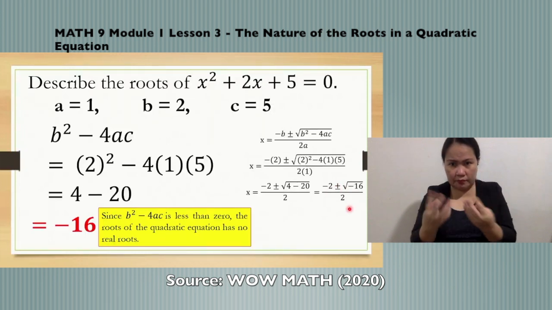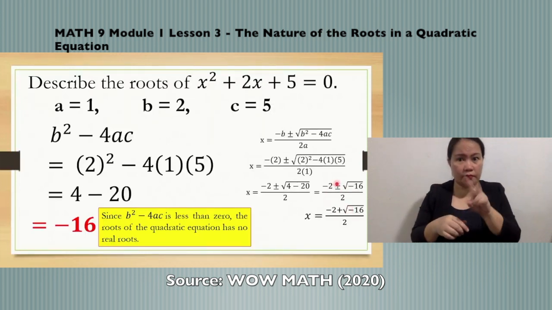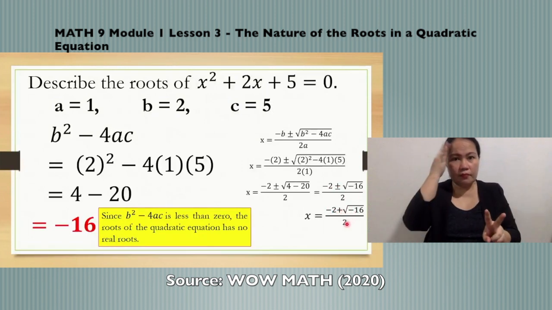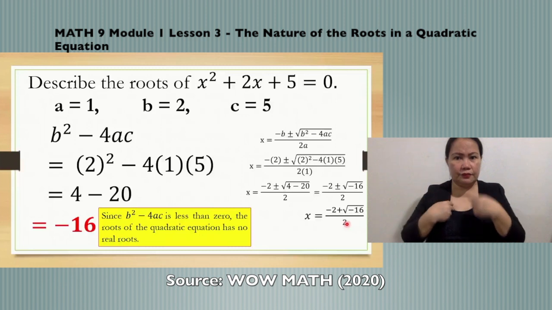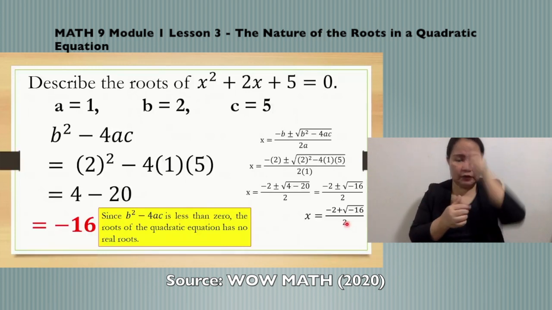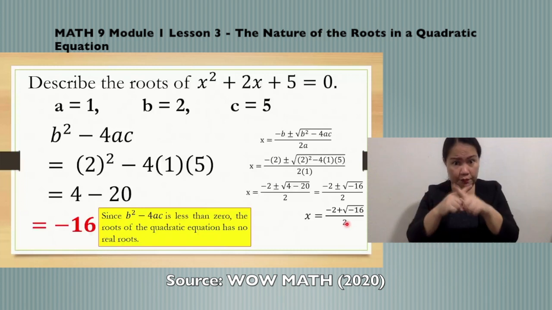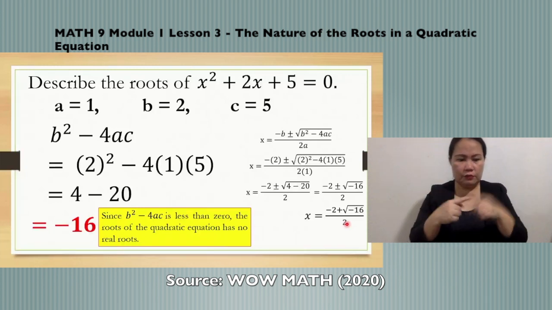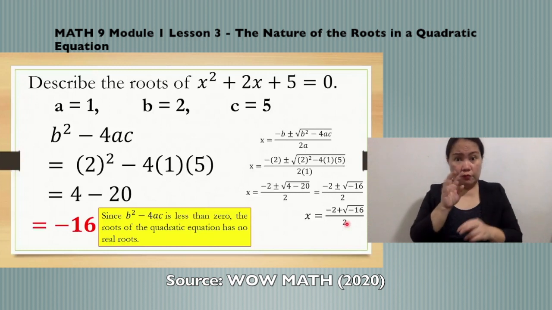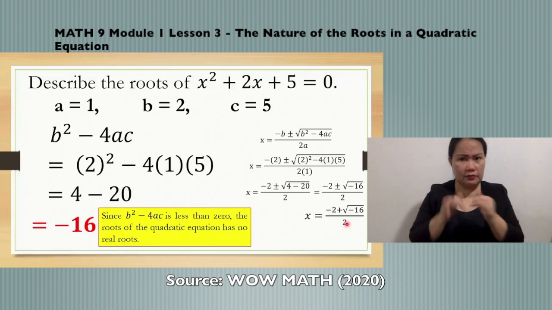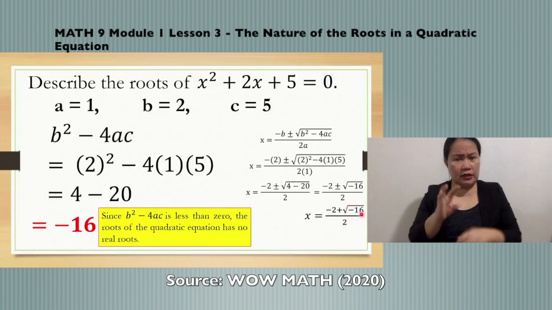Now, let's see the solution. So, we will have negative 2 plus square root of negative 16 over 2. Now, we all know that we cannot have a negative product kapag nagmumultiply tayo ng numbers by itself. It's always positive. Okay? Always remember that. So, kapag nagmumultiply tayo ng halimbawa, negative 2 times negative 2, it's positive. 2 times 2, it's positive. Okay? So, negative 16, ibig sabihin, wala tayo niyan.